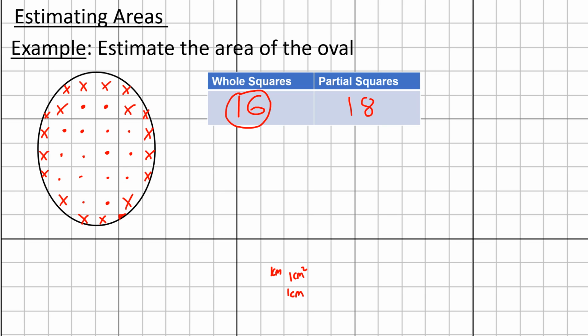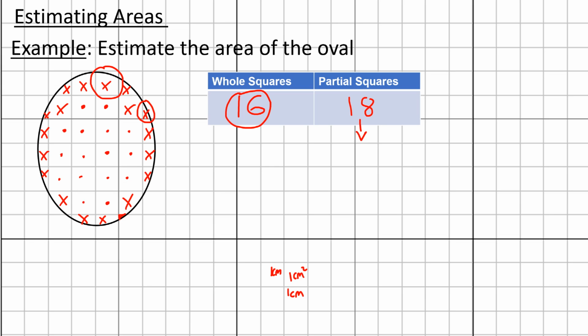For the partial squares though, because they're not full squares, I'm going to count each partial square as exactly a half square. And I can get away with this because if we look at this partial square, it's nearly a full square, whereas this one is not quite half a square. But if we put them together, they roughly make up a full square. So I'm going to consider each partial square to be half a square.